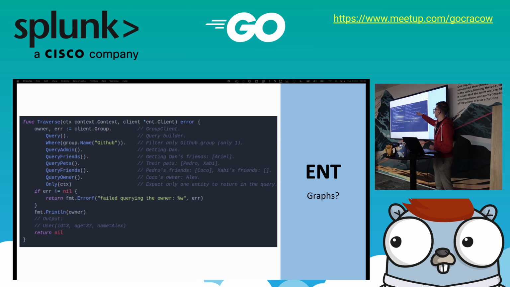So first we are looking for a group, then we are looking for its admin, then for friends of an admin, then pets of friends of the admin, and so on and so on. So each result depends on the previous one. So yeah, that's about Ent. It's mostly graph focused.